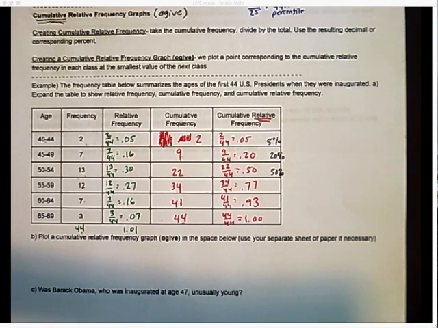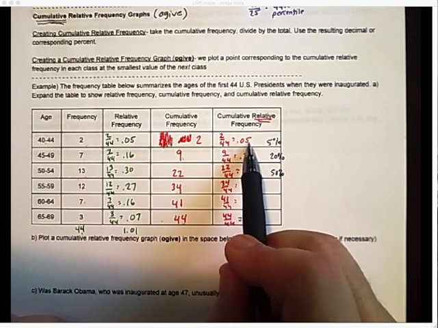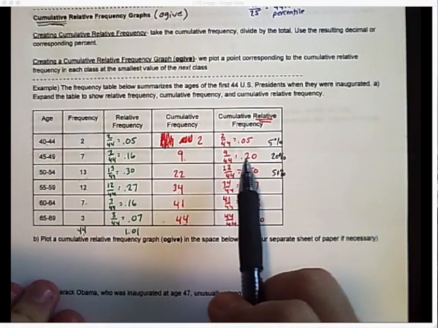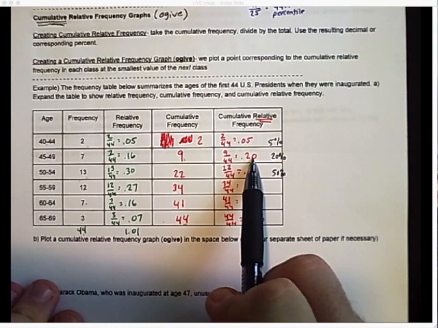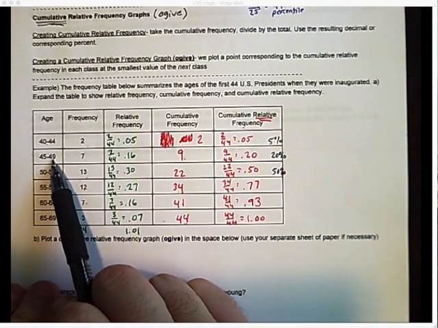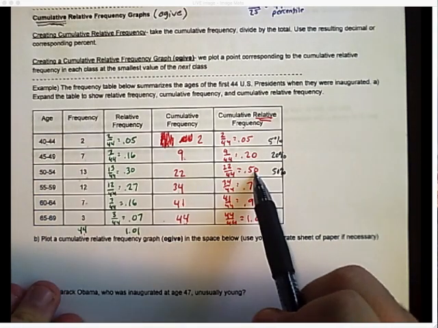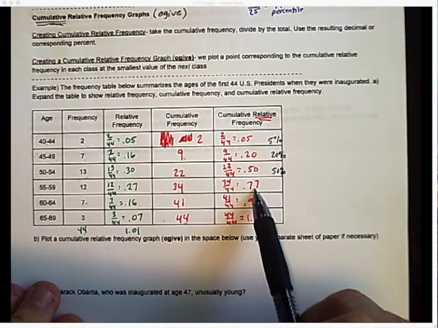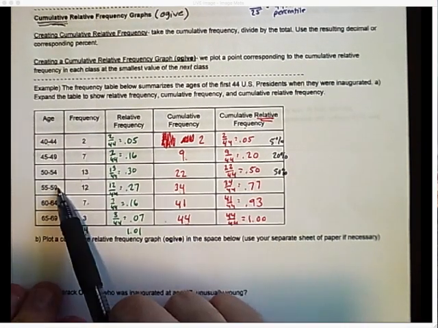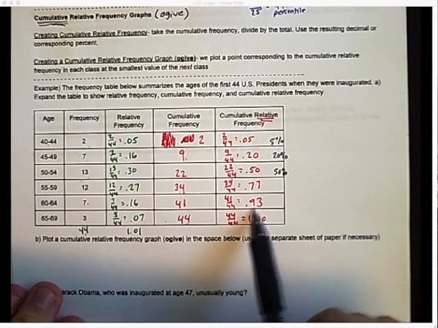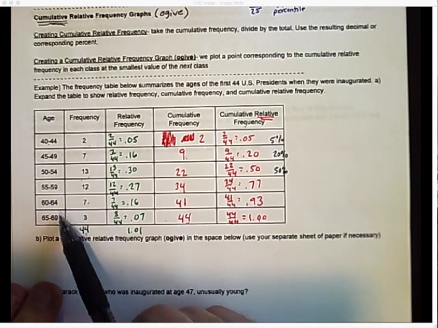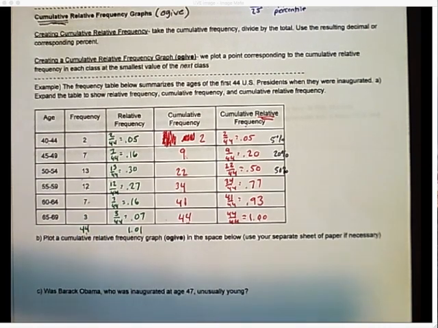All right. So what do these numbers represent? 5% of the presidents were age 44 or younger. 20% of all U.S. presidents were 49 or younger. 50% of the presidents, 54 and younger. 77%, 59 or younger. 93% were 64 or younger. 100% were 69 or younger.